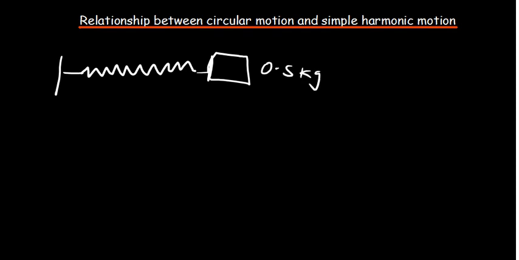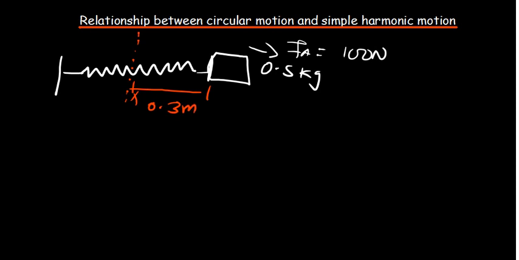And you are applying a force of 100 newtons. Then what happens? Maybe let's say this is our equilibrium position. From this, this is our x, so this distance there, let's say we have 0.3. If we have 0.3 there, then how can you calculate the frequency and the period? Upon knowing that, how can you calculate that?